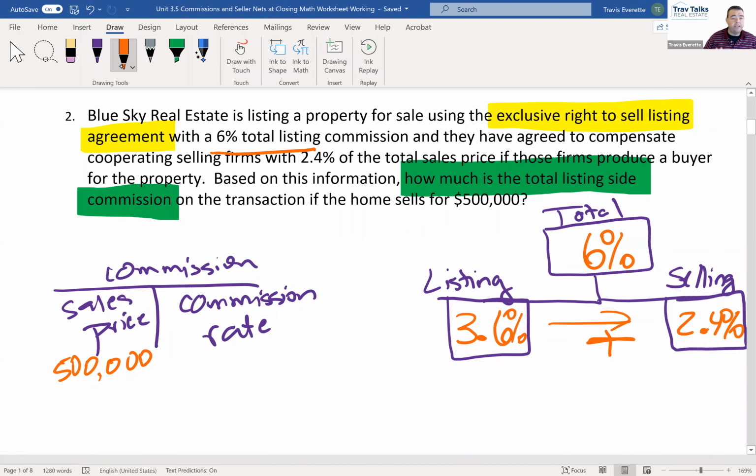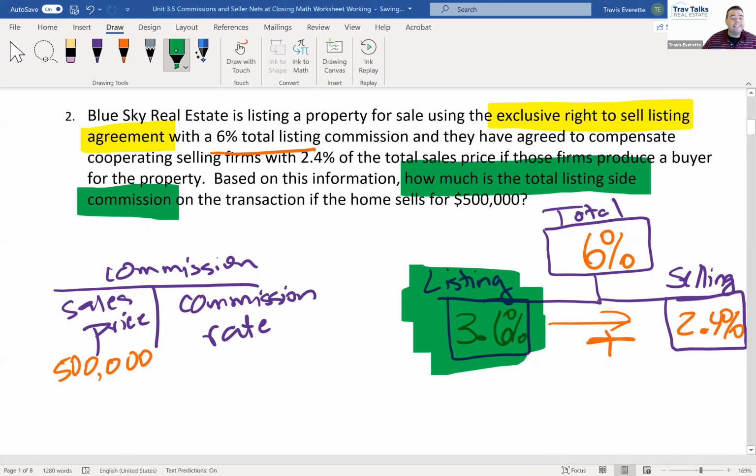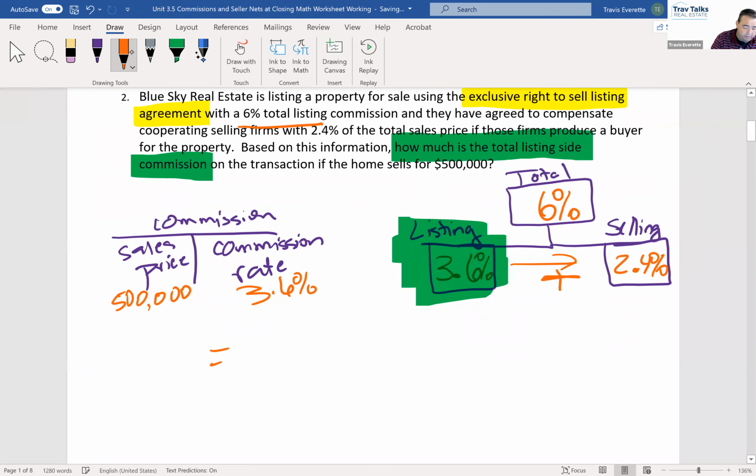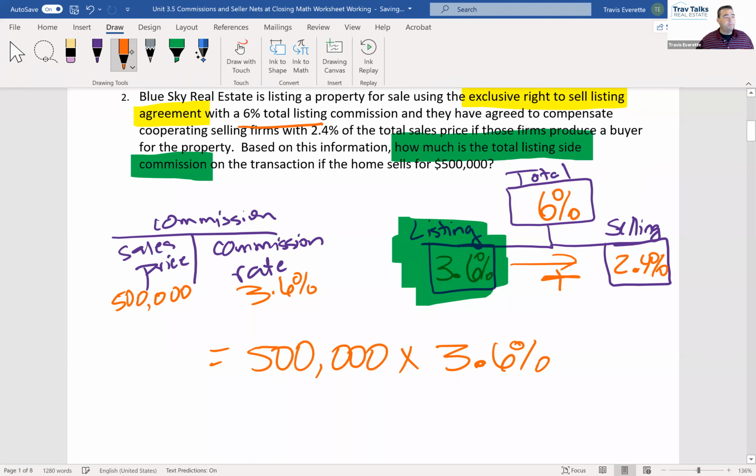Now that I've got all that filled in, I go back to my question. What are they asking me for? How much is the total listing side? So now I can clearly see what rate I need to plug into my formula. It's 3.6%. So what I'm going to type into my calculator is $500,000 times 3.6%. And if you'll remember when we went through the lecture in class, I said one big hint is always when you see single digit commissions, those are meant to be multiplied times the sales price.